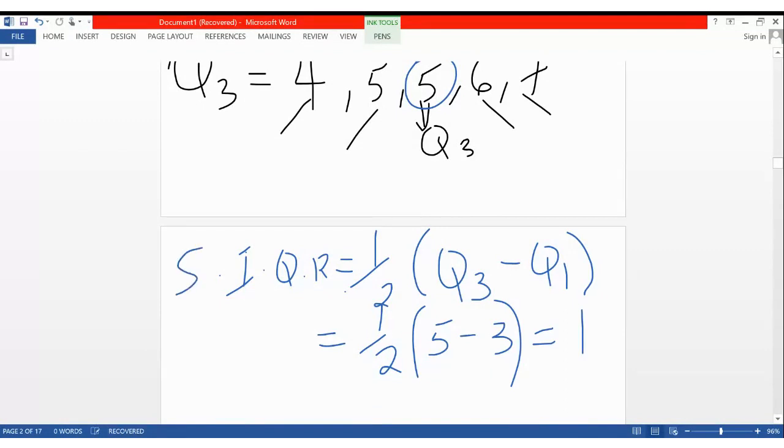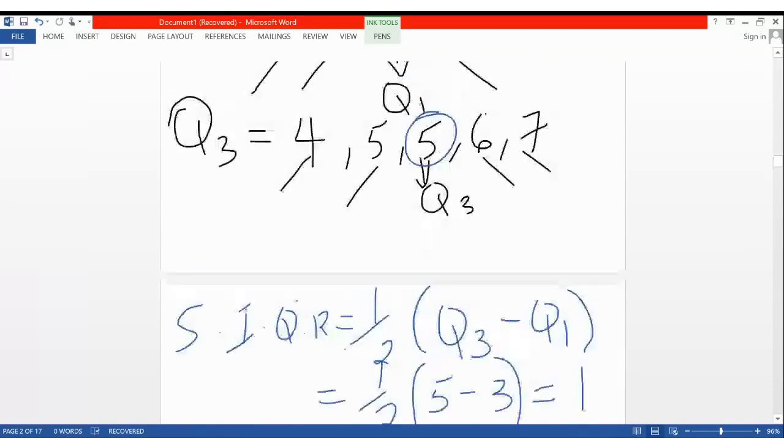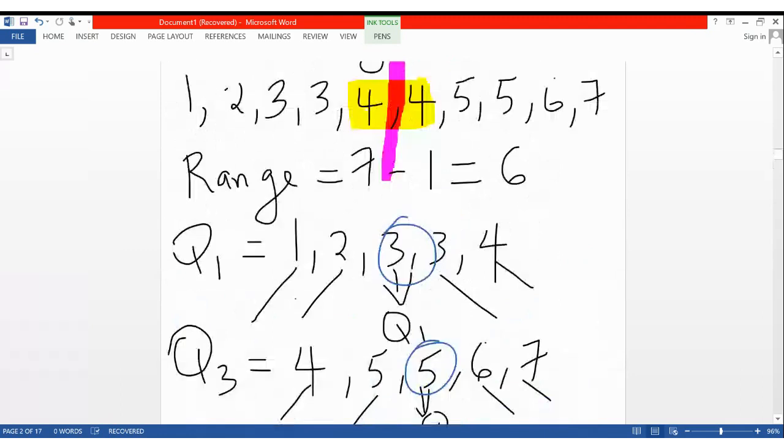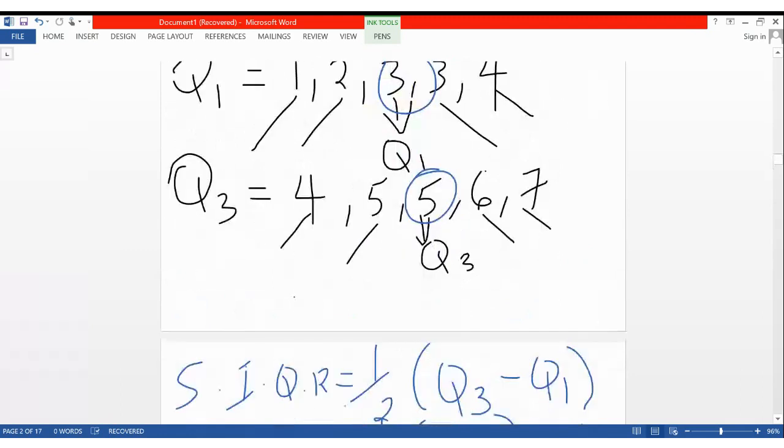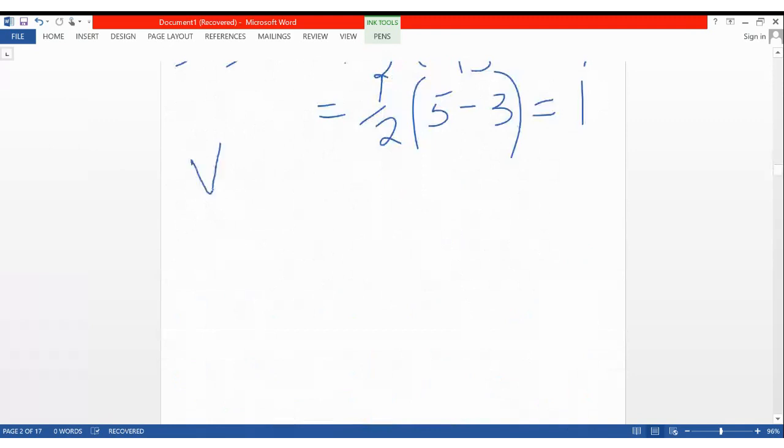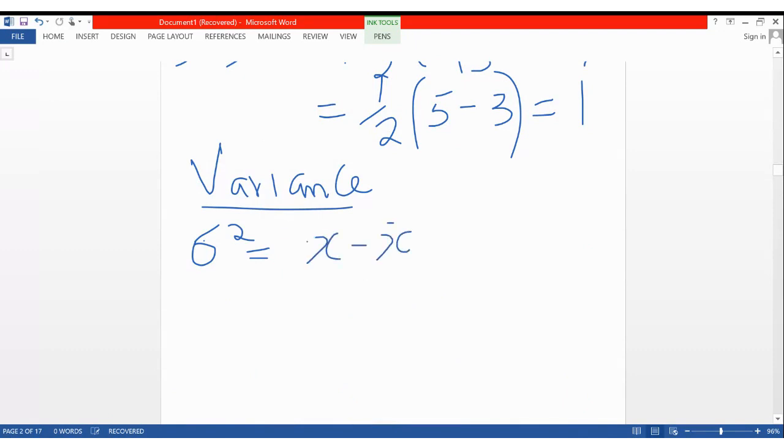Let's go now to the variance. Variance is given by that one squared. The formula is the summation of x minus x bar, squared, all over n. First of all, I'll get the mean, which is the x bar. So these are the numbers that I need to add. Let me confirm the numbers: 1, 2, 3, 3, 4, 4, 5, 5, 6, 7.